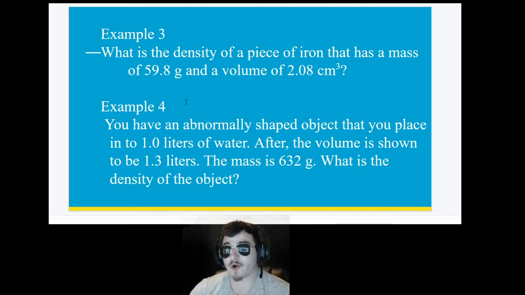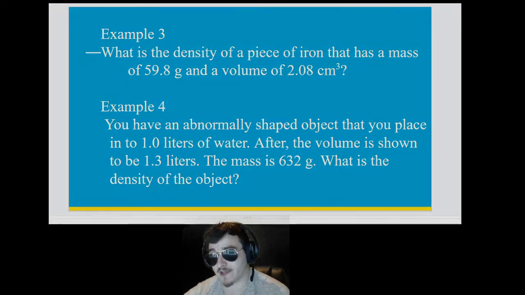Either way, we are going to utilize what is called water displacement, and that's exactly what this first sentence is telling you. So neither of these are the volume of your object. However, if you take the difference between them, that is your volume of the object. And 1.3 minus 1.0 is, of course, just 0.3 liters, which only has 1 sig fig. And then the mass is 632 grams. Well, if I've got the mass and the volume, I can very readily solve for the density, but I am going to round to 1 sig fig.